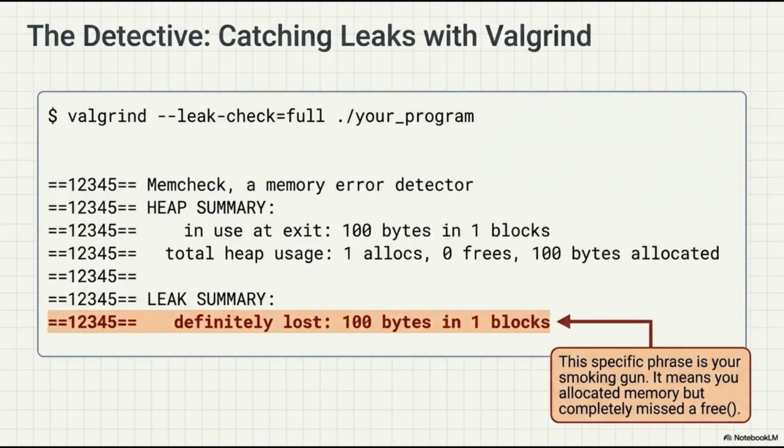Fortunately, you don't have to fight these villains blindly. We can hunt them down using a super powerful terminal detective called Valgrind. You just wrap your program execution in Valgrind, and it acts as an active memory error detector. Look closely at that highlighted output at the bottom. The phrase "definitely lost" is the absolute smoking gun. If you see those words, it means you successfully allocated memory, but you completely missed a matching free.